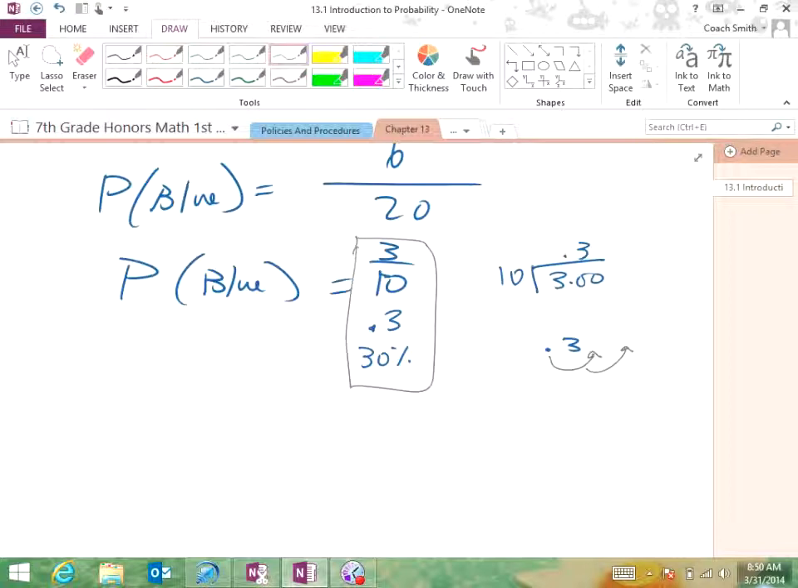Okay, so what is the probability that you'll pick a yellow one? 0. Okay, because the yellow one's not in there. It's not possible.